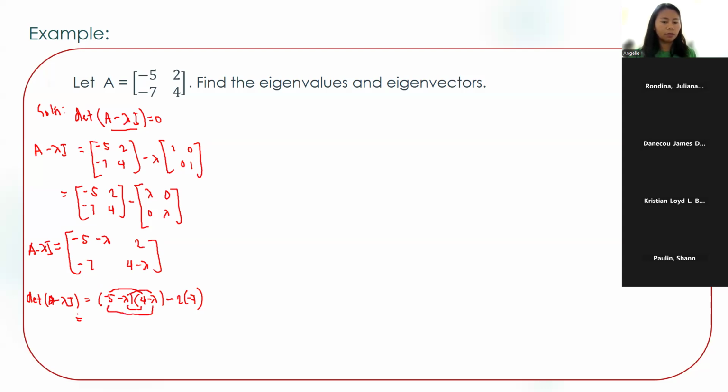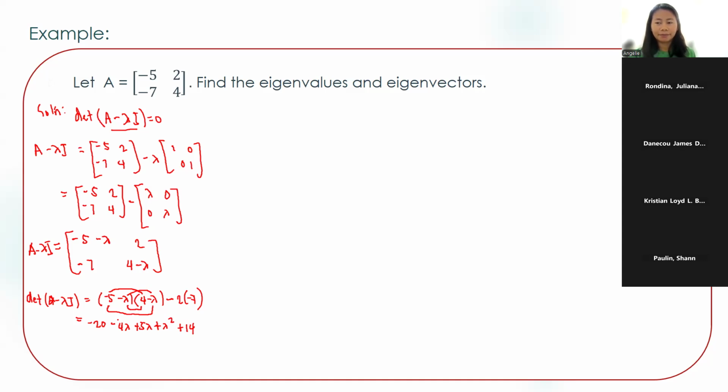Kanina yun. Okay? So, negative 5 times 4, we have negative 20. We have negative lambda times 4, negative 4 lambda. Next, we have negative 5 times negative lambda. So, we have positive 5 lambda. Negative lambda times negative lambda, we have positive lambda square. Okay? Kinani? Now, kanina po dayon, we have negative 2 and negative 7. So, we have positive 14.